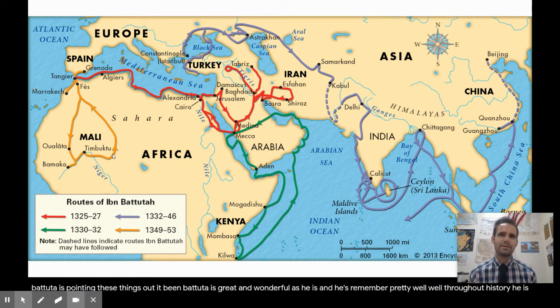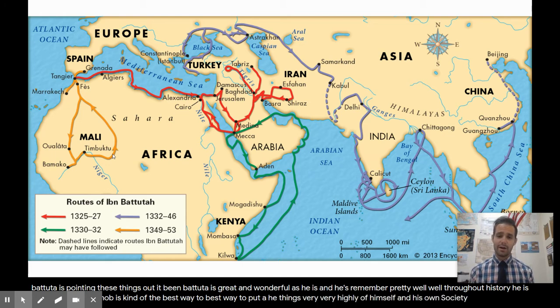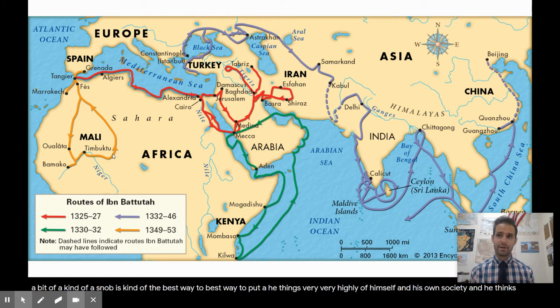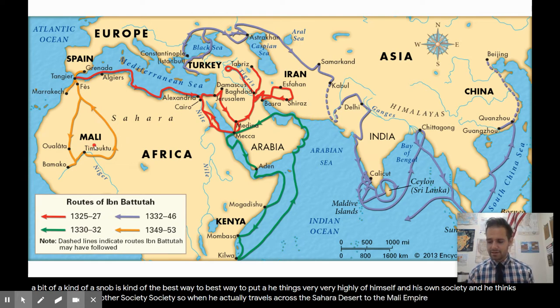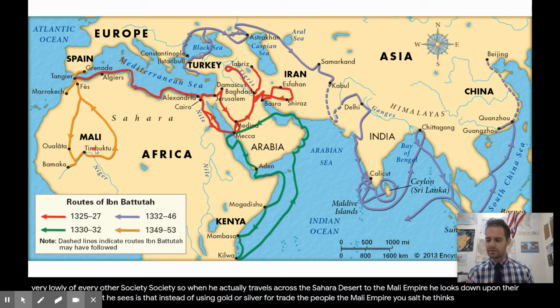He is a bit of a snob, is kind of the best way to put it. He thinks very highly of himself and his own society, and he thinks very lowly of every other society. So when he actually travels across the Saharan Desert to the Mali Empire, he looks down upon their culture. What he sees is that instead of using gold or silver for trade, the people of the Mali Empire use salt. He thinks that's absolutely ridiculous.